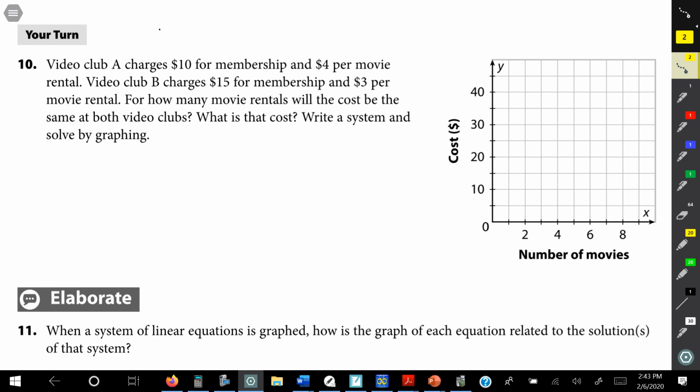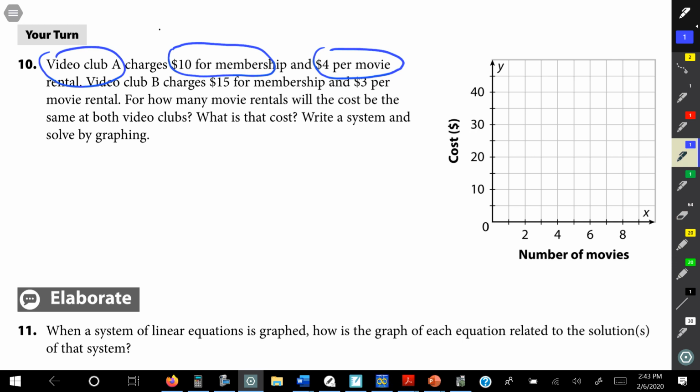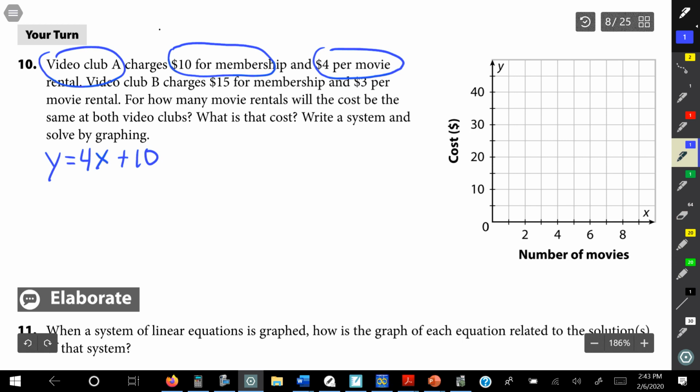So first we're going to break down each one. I'm going to start with Video Club A. It charges $10 for a membership and $4 per movie. So we'll write an equation for that. Just y equals mx plus b, with the mx being x times 4, because it's $4 for every movie, x being the number of movies, and $10, that's the initial place where you start. So we'll start off at $10 for the membership.